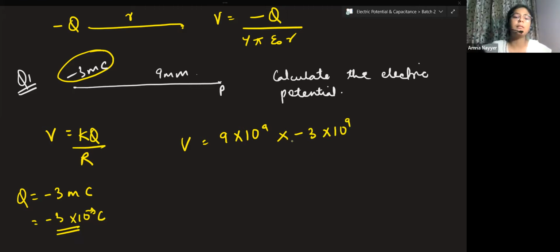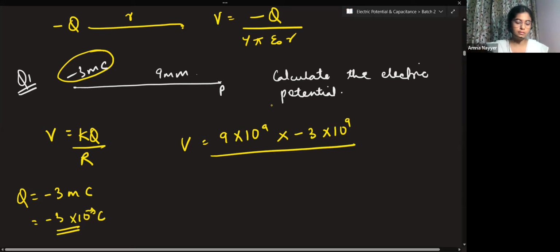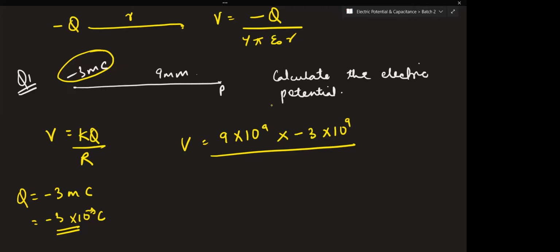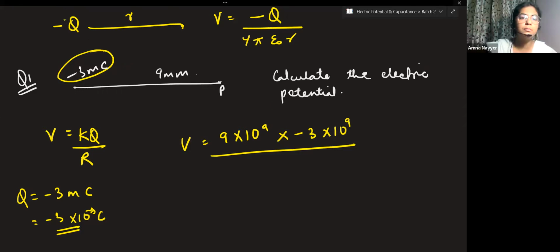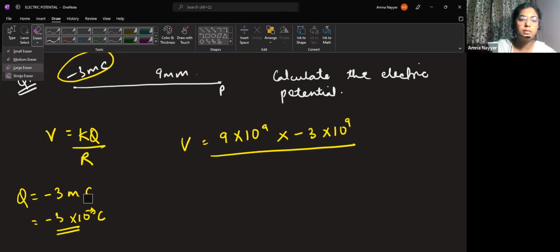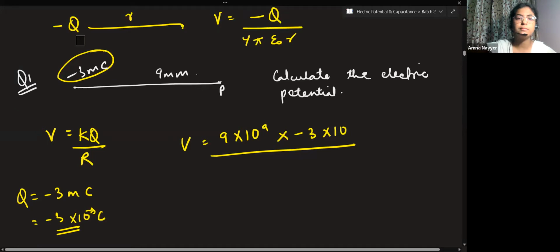Okay, Hamza. Only Hamza. You tell me, what is the value of r that I should write? Hamza? It's 10 to the power minus 3, yes, just minus 3. It will be this only. Yes, Hamza.